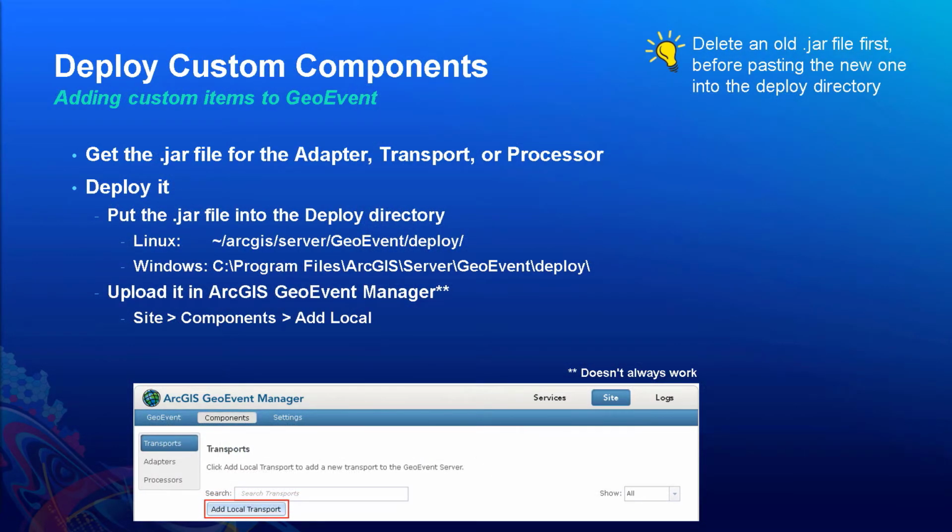Once you have compiled the jar, you have to upload that file into GeoEvent Server. You can do this in one of two ways. The first is you can copy the jar file directly into GeoEvent's deploy directory, which is found under GeoEvent's installation directory as shown here for Linux and Windows. Or you can upload the file using GeoEvent Manager's Add Local buttons. These can be found on the Site tab under the Components menu item.